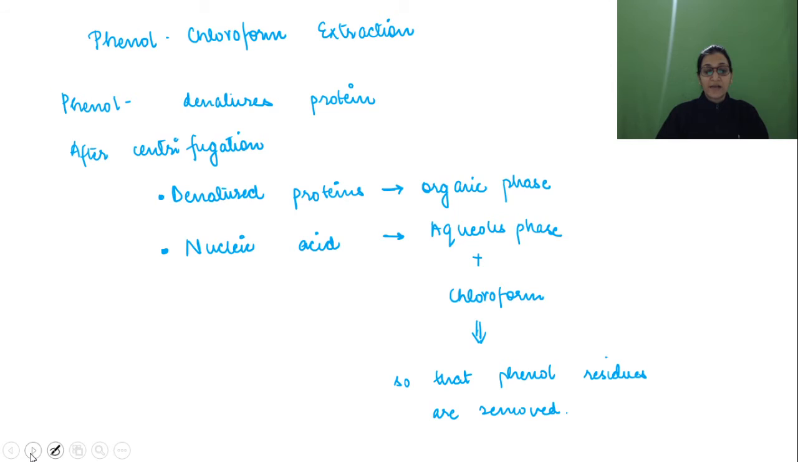Now the last thing that we need to see in this category is mini-column purification. Now, mini-column purification relies on the fact that the nucleic acid may bind to the solid phase. Absorption of nucleic acid may occur on the solid phase such as silica or some other solid phase depending on the pH and the salt concentration of the buffer. So that is how it can be purified.